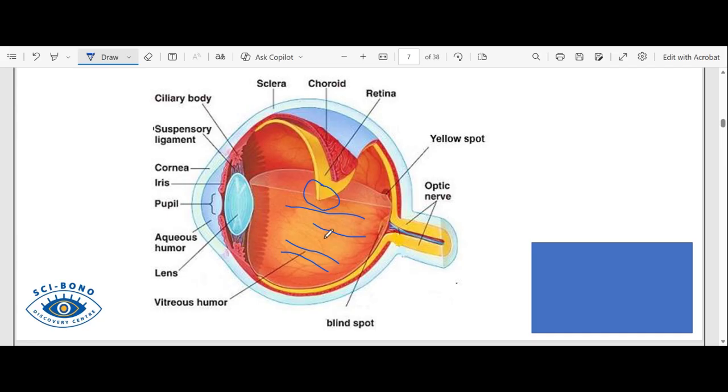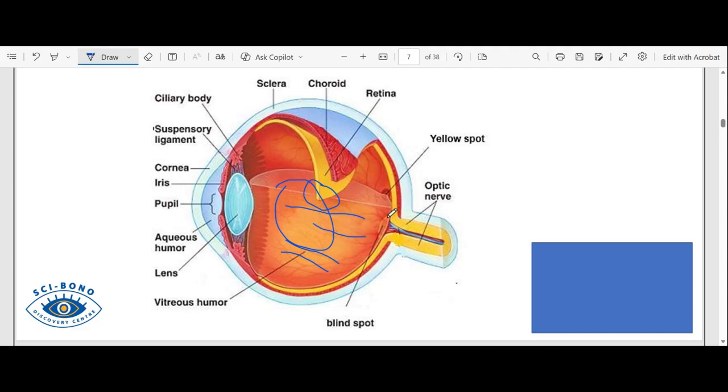Does that make sense? And as you can see, it fills the whole eye. Why does it fill the whole eye? It's a jelly-like layer because it maintains the shape of the eye, right? Which means that without this jelly-like layer, your eye will just be a void, a space without anything inside to hold it. So it maintains the shape of the eye.